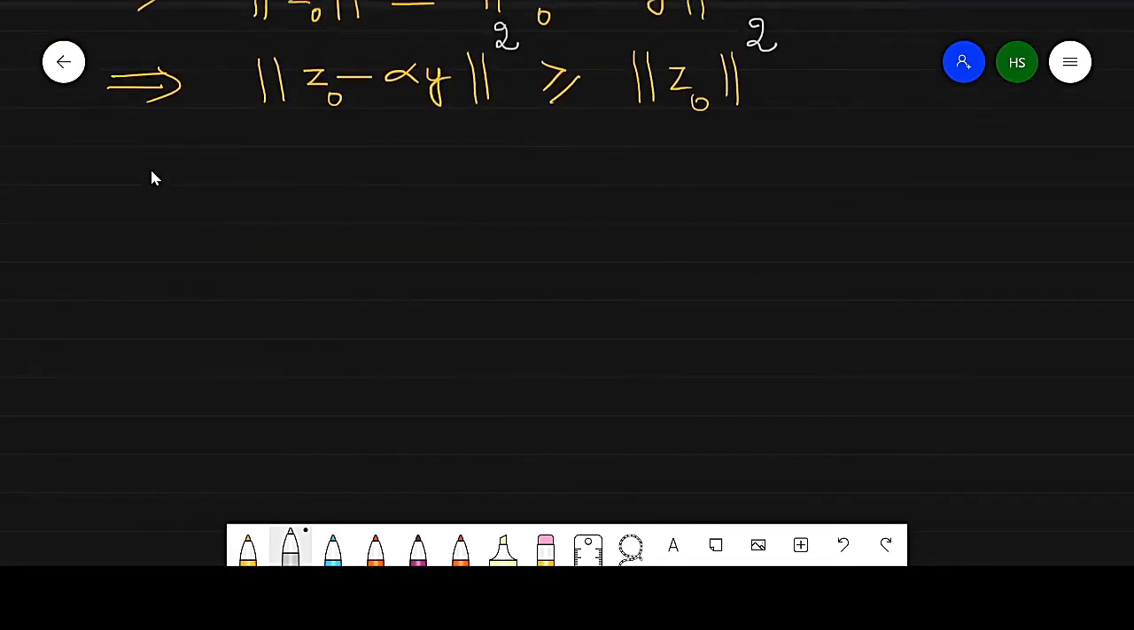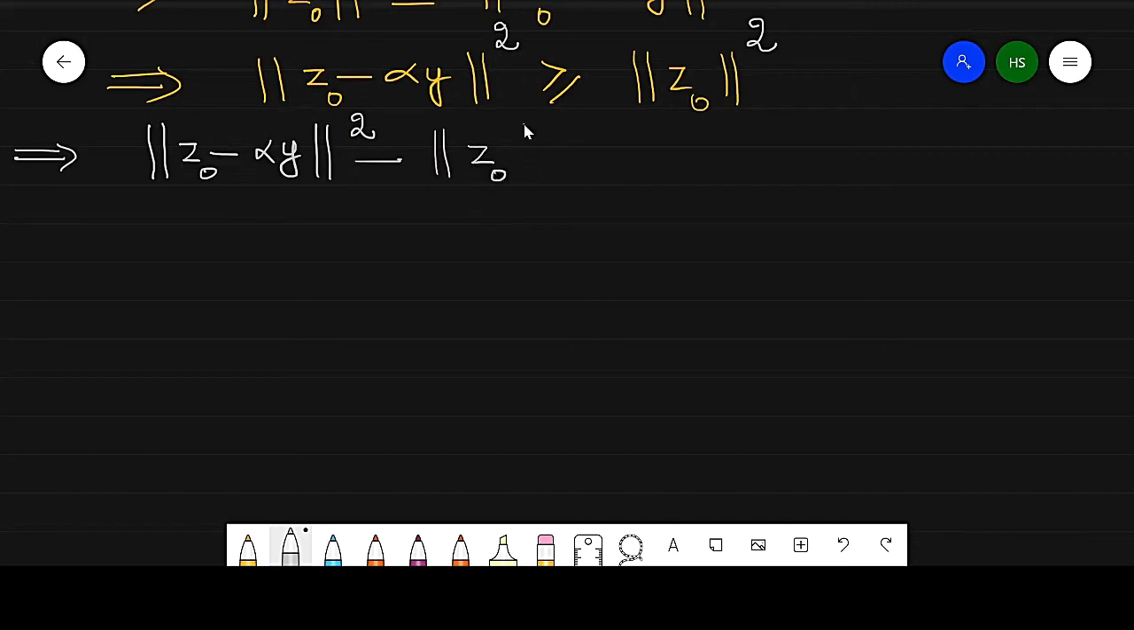So from this it implies norm of z naught minus alpha y whole square minus norm of z naught whole square is greater than or equal to 0. Suppose this is equation number 2. Now using the property of inner product, what is the property of inner product?